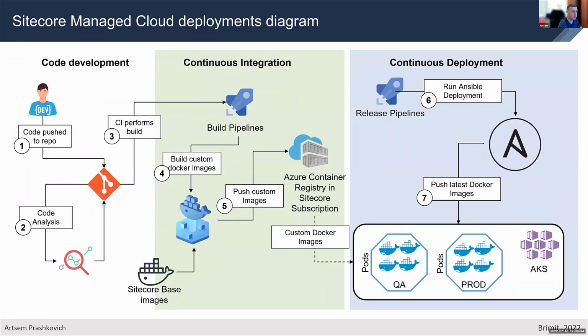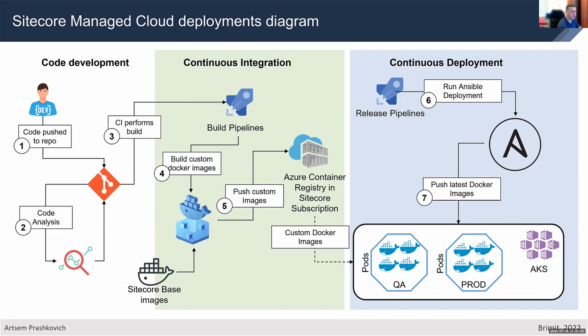And how the deployment to the managed cloud looks like. Again, the left side is pretty much the same as for the standard Kubernetes instance. We still push our custom images to the Azure container registry, but this registry is hosted on the Sitecore subscription. So we are pushing code to the Azure subscription run by Sitecore.